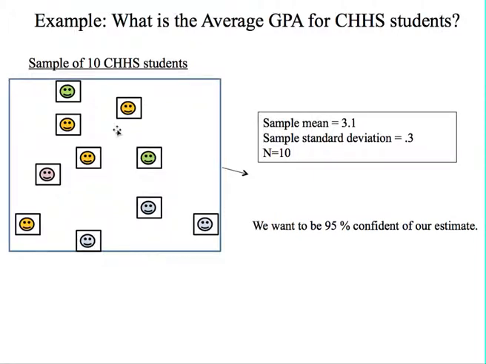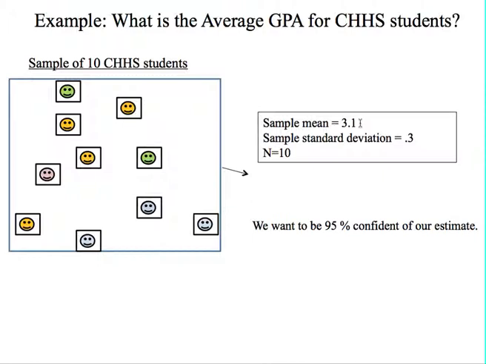So let's walk through an example. Suppose that we have a sample of 10 CHHS students. This is a random sample, and we want to know, based on this sample, what is the GPA for the population? We know the sample GPA. Let's say for these students we calculated the average GPA and we got a sample mean of 3.1. So for this sample, the mean is 3.1. Now, what is the GPA for the population? We don't know, and we don't know how large the sampling error is for this sample.